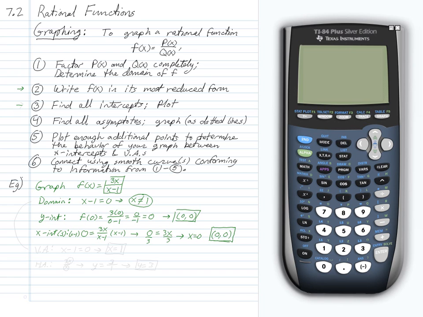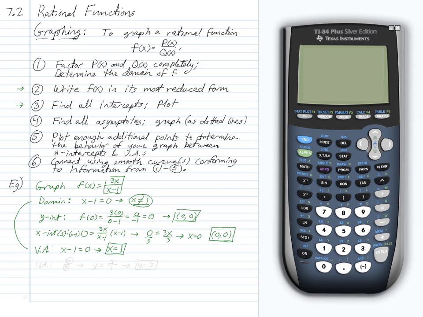Now I would like to find the asymptotes. So, looking at our function, I see that it is in reduced form, so I can find the vertical asymptote by setting the denominator equal to 0. Notice the connection between the vertical asymptote procedure and the domain procedure. Now, when we're finding the domain, we're figuring out what x are we not allowed to plug in. When we're finding our vertical asymptote, we are finding the equation of a line. So, x equals 1 is a vertical line passing through every point with an x-coordinate of 1.